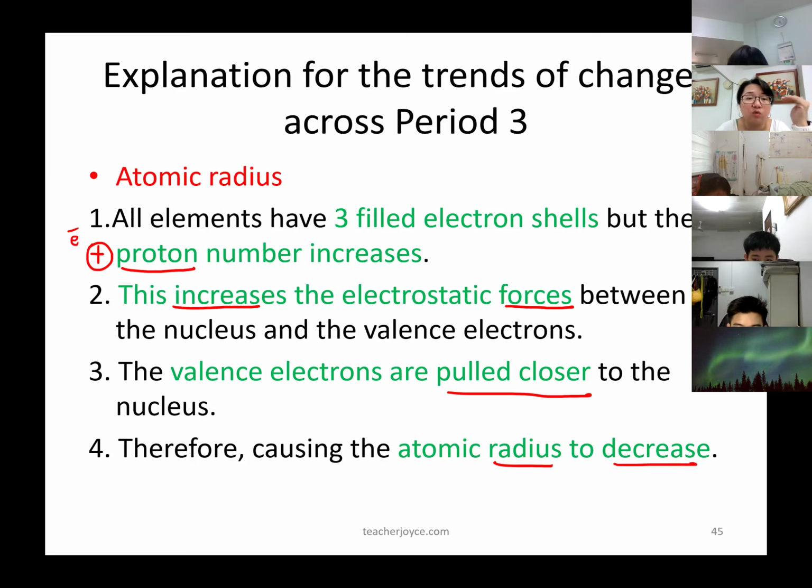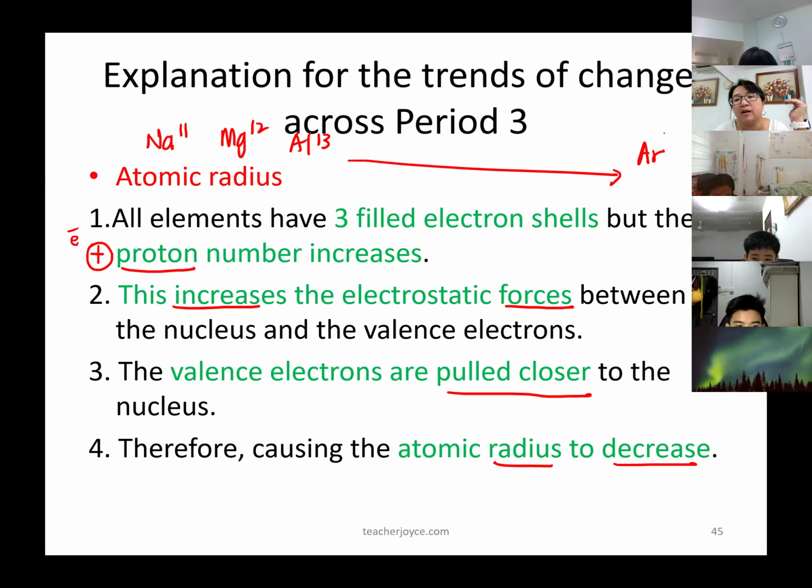Understand? So when we cross, you will see what? Sodium is 11, right? Magnesium is 12. Aluminium is 13. So when we cross until argon is 18, that means inside this nucleus got 18 protons. It's going to attract more and more. And they are closer now. So although when we cross the period, it's the same.